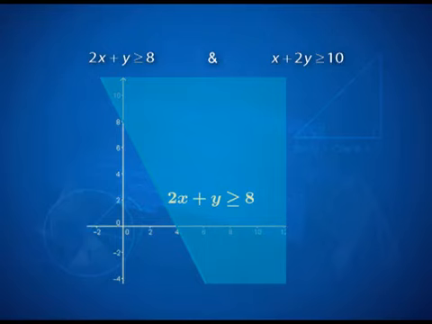0 greater than or equal to 8 is obviously false. So, we shade the portion which does not have the point (0, 0), and hence the upper right hand side part of the plane is shaded.